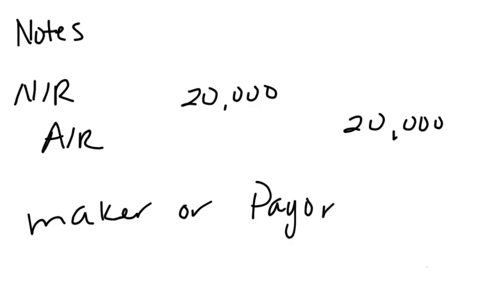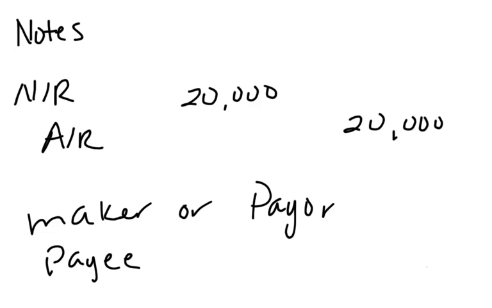This is the person who is actually making the note. They're the one that's promising to pay the note in the future. So this would be your customer if you hold the note receivable. You would be referred to as the payee. This is the person that's going to be paid eventually the note.